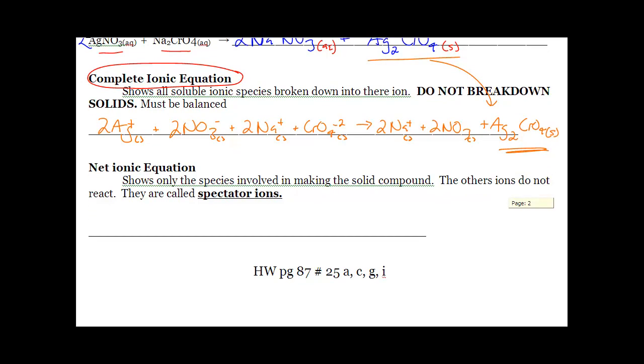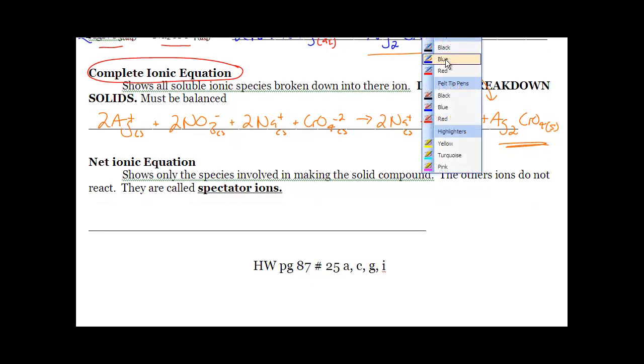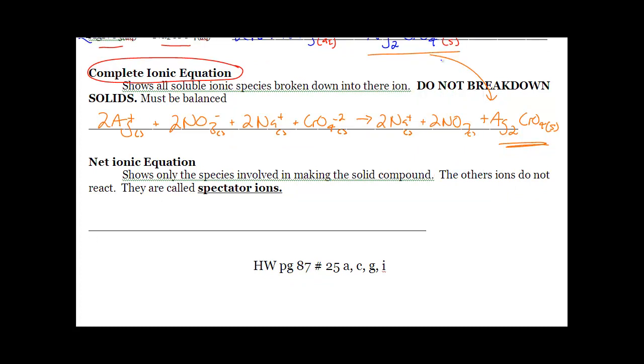And lastly, to end this section, what's the net ionic equation? The net ionic equation is simply the ions that form the solid. Eliminate the spectators. If it's the same on either side, that's the spectator. That's gone, that's gone, that's gone, that's gone. So what do we have left? We have 2Ag plus, aqueous, CrO4 minus 2, aqueous. It's going to form Ag2CrO4 solid. So the formula, the complete, and the net ionic equation.